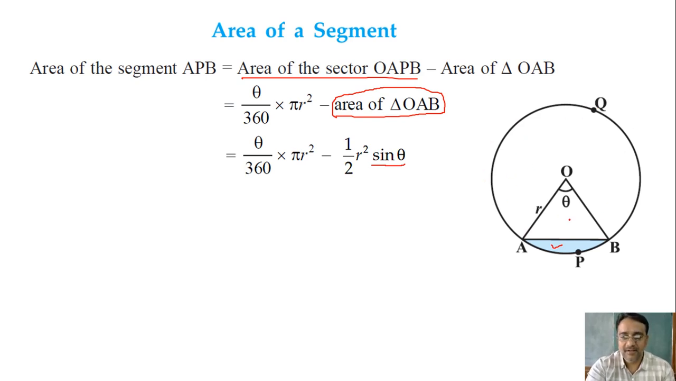Area of circle minus area of minor sector. Right, area of circle minus area of minor segment. How will you calculate the area of major sector? This one is the major sector.